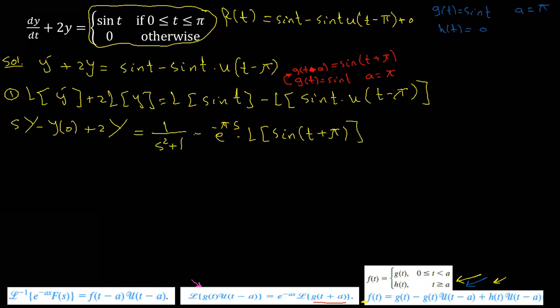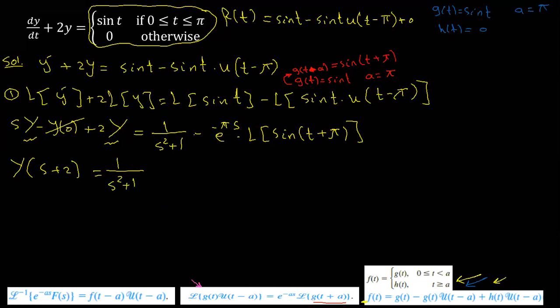Yes, I understand. Now the y0 is 0, cancel it out and take the y common factor. Thank you, Muhammad. Y common factor, y capital. So I have s plus 2 y capital equal... I don't understand. Yes, I will repeat it. One minute, please. S squared plus 1 here.